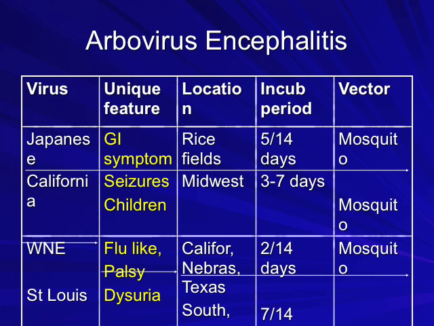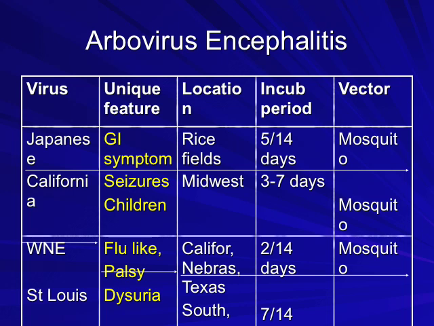California encephalitis, important features: seizures and school-age children. So they'll give you school-age children from the Midwest with seizures. This is one thing that you can keep in mind. West Nile encephalitis: flu-like illness plus palsy. Again, these two are important in West Nile.